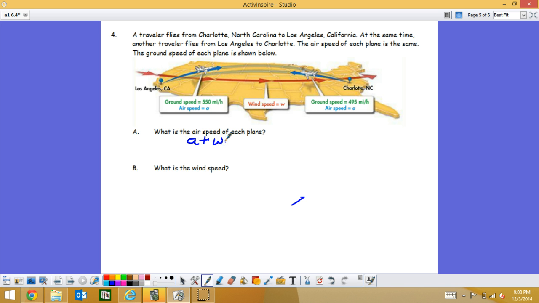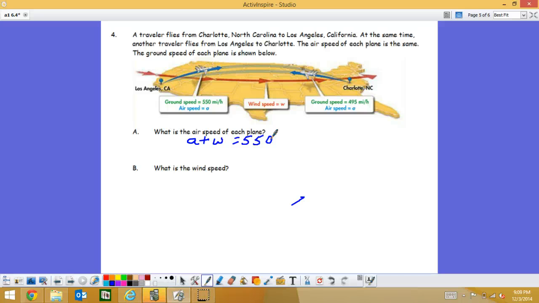So what we'll do is that the actual ground speed of that plane is the airspeed of the plane plus the wind, because the wind is helping it. And the ground speed is equal to 550. Now, when we start doing boat in a current and so on, the current going downstream helps the boat. It speeds it up. Going upstream, the current slows the boat down. So it hinders its speed.